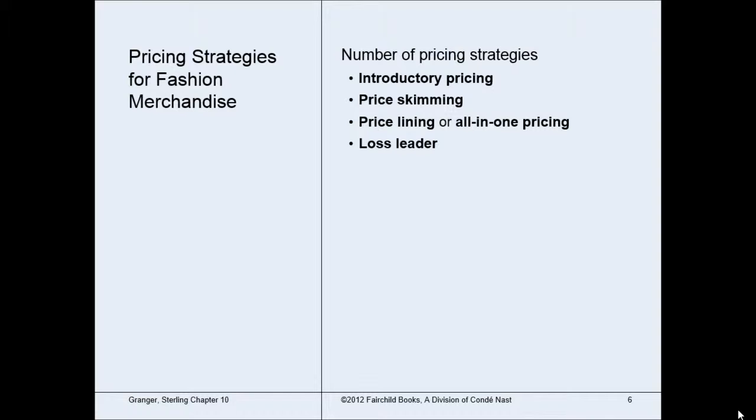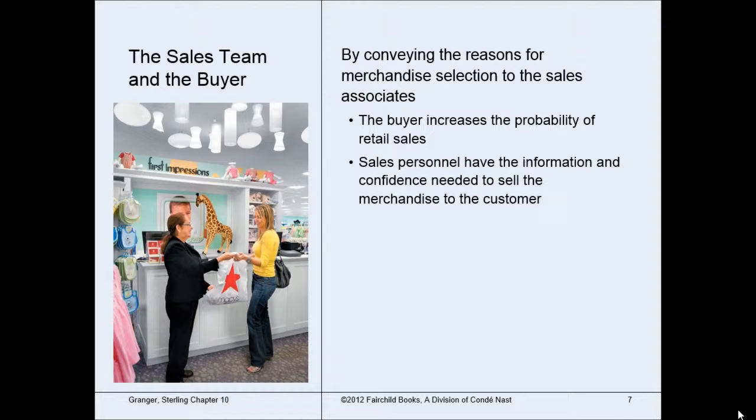Now the buyer must help with the marketing and selling of the merchandise once they have bought it and priced it. They do this by conveying the reasons for merchandise selection to the sales associates, and in doing so, they increase the profitability of retail sales, and sales personnel have the information and the confidence needed to sell the merchandise to the customer. So once again, as we talked about communication, this is where the buyer has to communicate to the sales associate about their products and why they're good products and why they should sell, and what things they should highlight or talk about to the customer about the product.